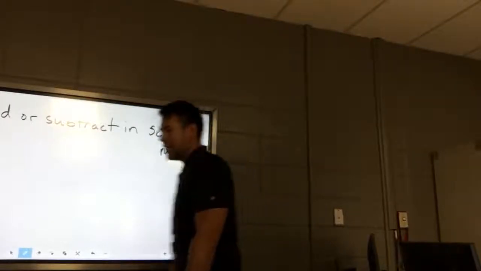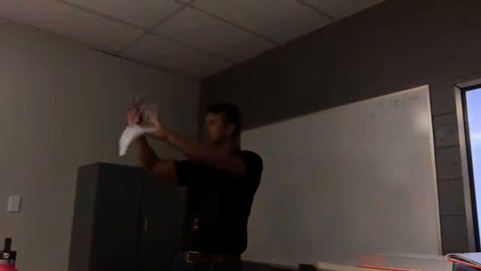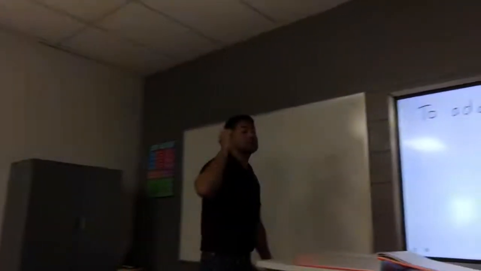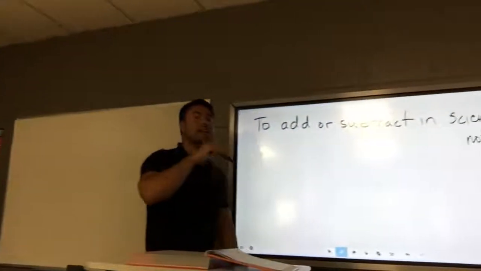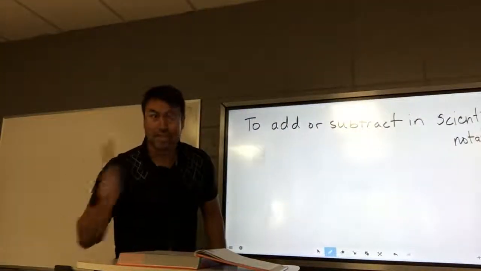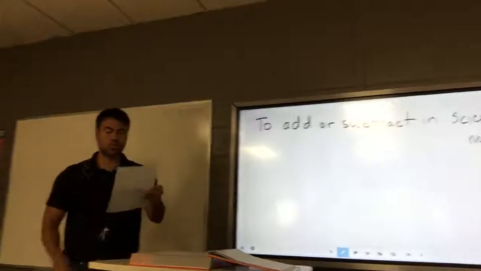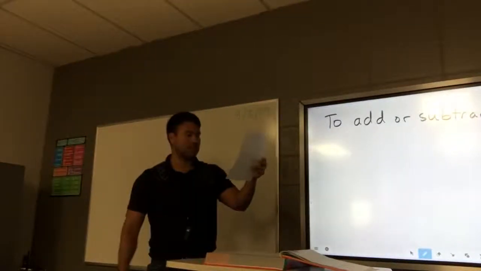Not only is scientific notation useful for writing numbers down, it's easier to look at, but it's also easier to add and subtract and multiply and divide. It's easier to use scientific notation. I'll show you in just a bit. But let's look at adding and subtracting. Here's the problem.